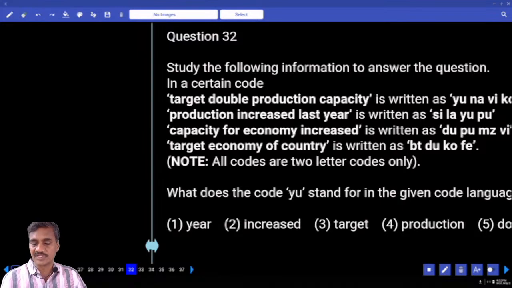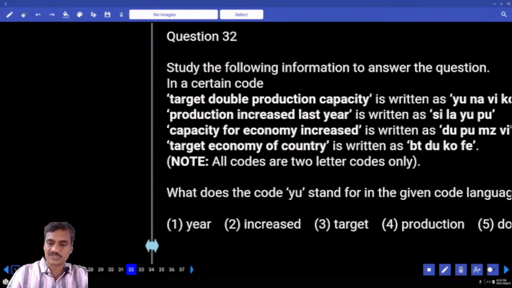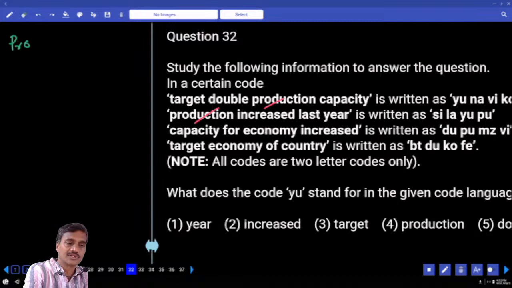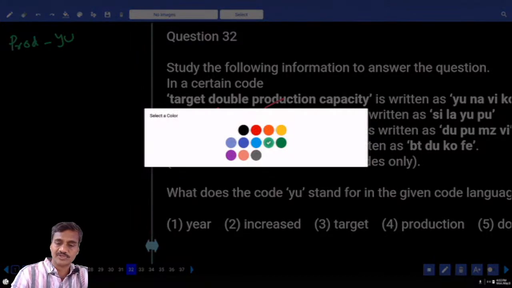Now which category does it come in here? Coding and decoding. Target double production capacity. Now if you compare the first and the second, production is the word that is common, isn't it? And what is the code that is common? YU. The code given to the word production is YU. And next one, production is YU.